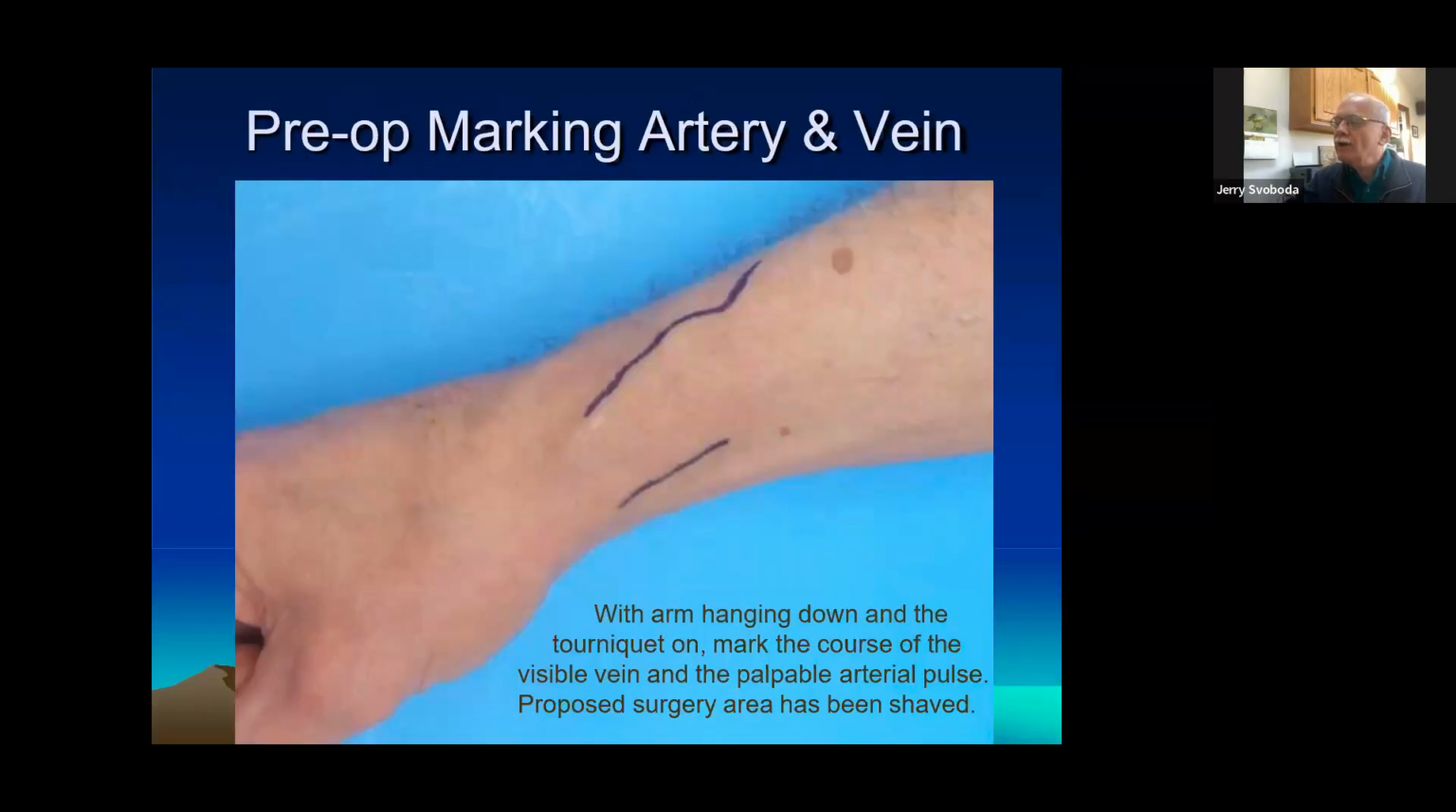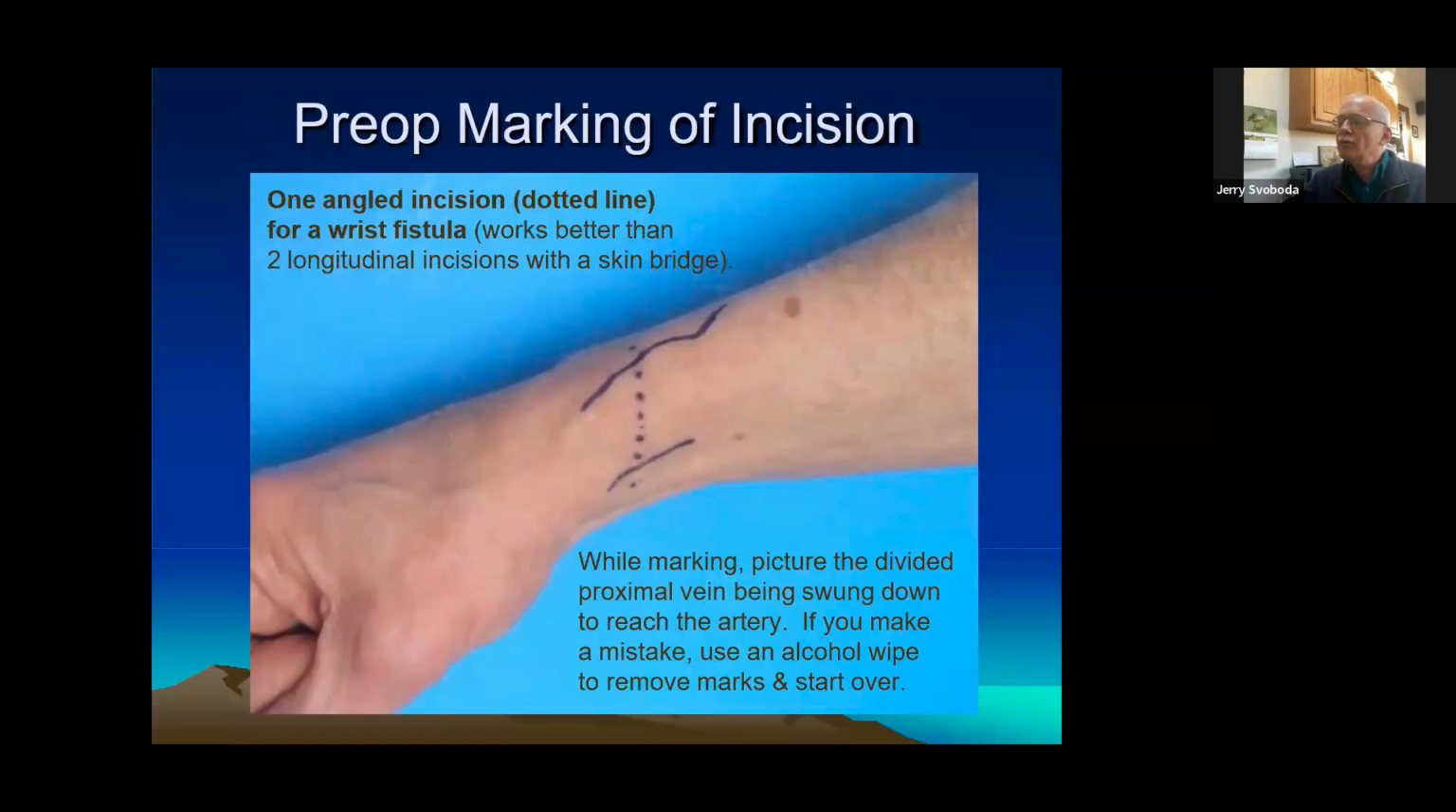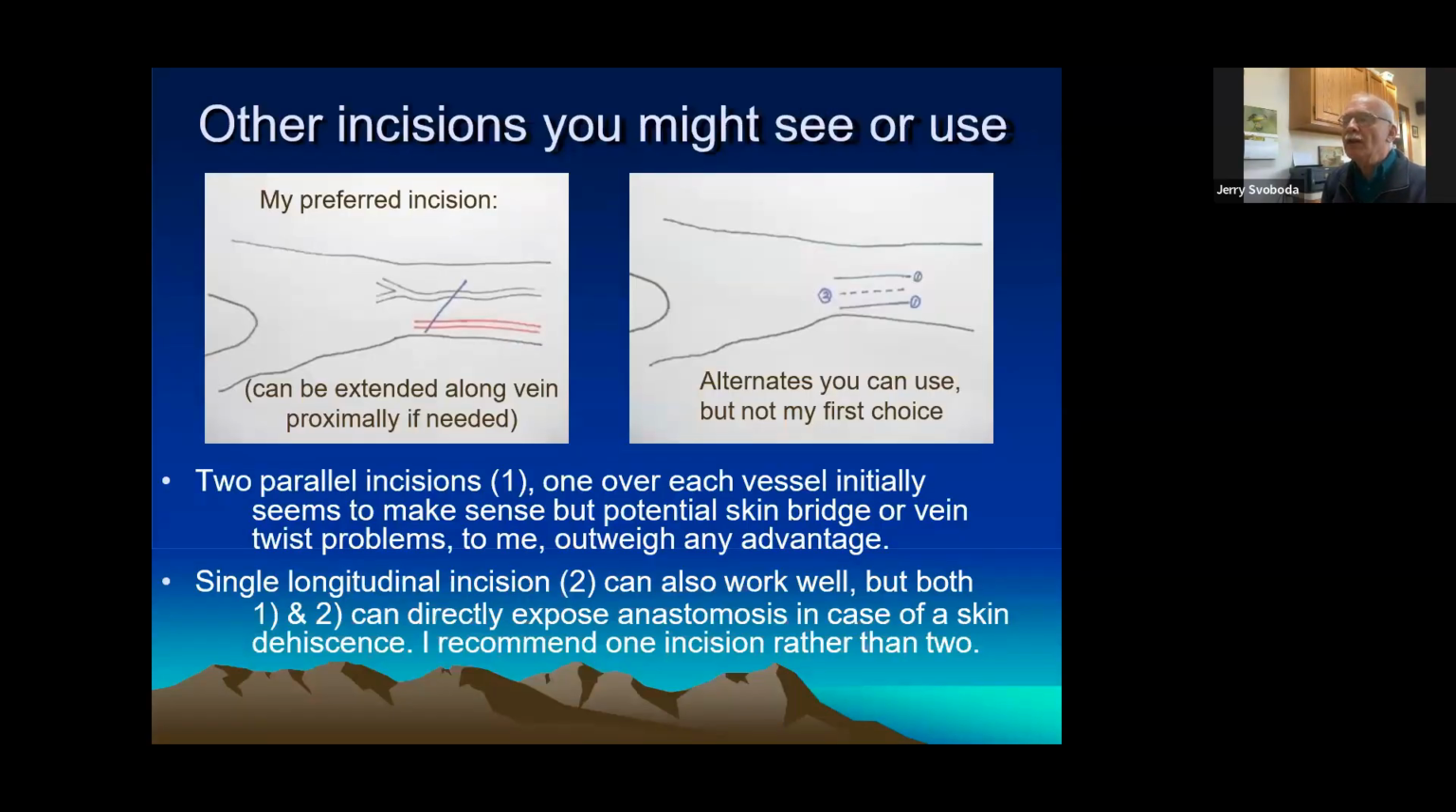This is a picture of my wrist having been shaved, and the course of the radial artery, the location of the pulse, and my cephalic vein has been marked. Now we mark the proposed incision. I use a series of dots going across there, and there are a variety of incisions that you can use. Here again, if you make a mistake, you can use an alcohol wipe and it will remove the surgical skin marker. My preferred incision is shown on the left. On the right are alternates you can use.